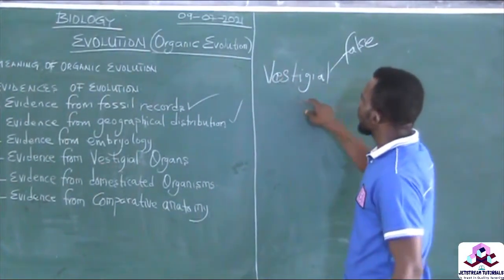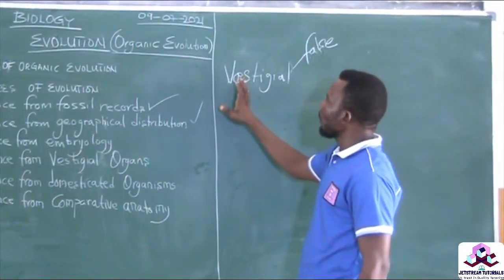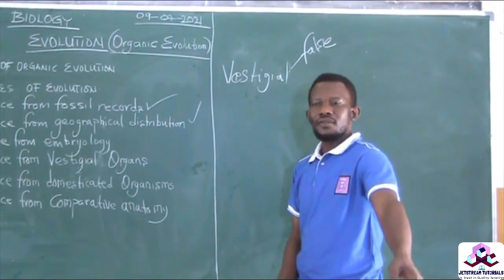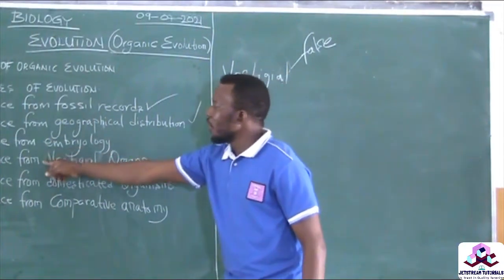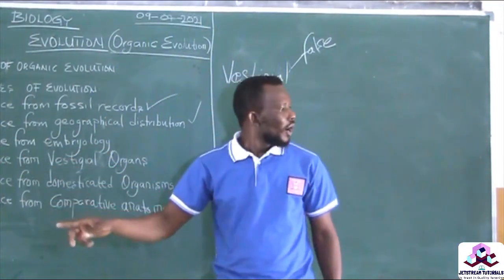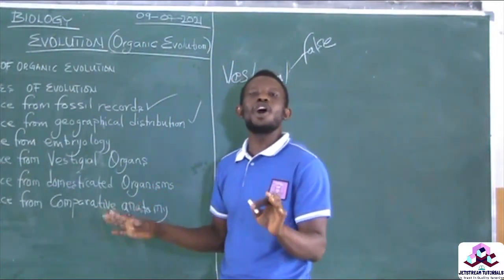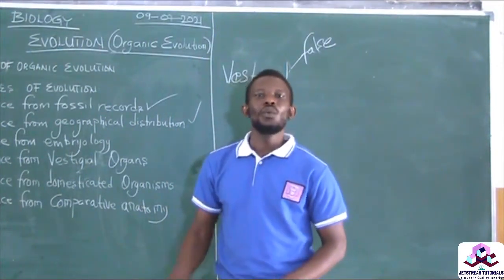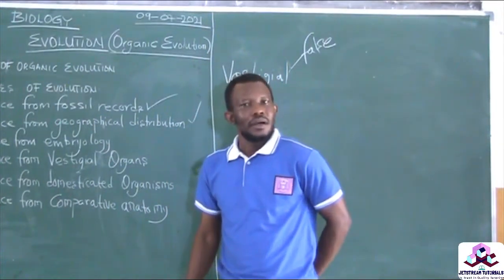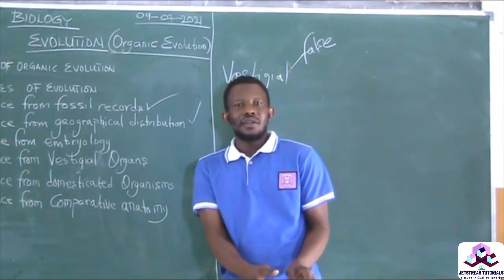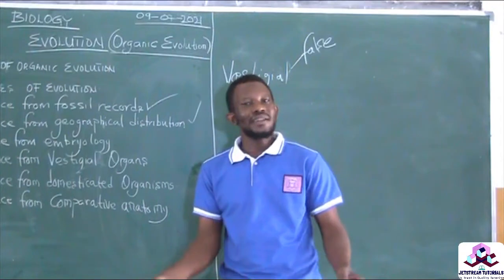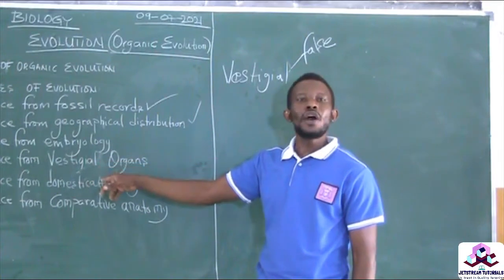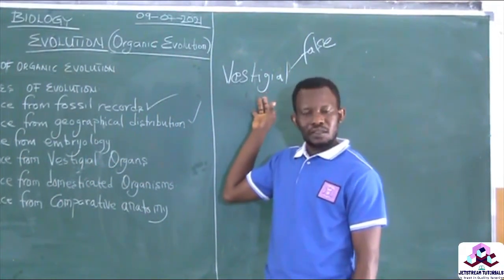Now, vestigial organs, we can use this in the case of human beings and lower animals. For instance, in human beings, we don't have a well-developed tail. But in the skeletal formation of a human being, we can see that we have a tail. Unlike in our lower animals, sheep, cow, and the rest, that have a well-developed tail.